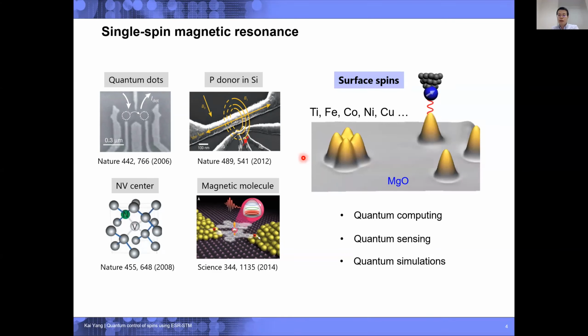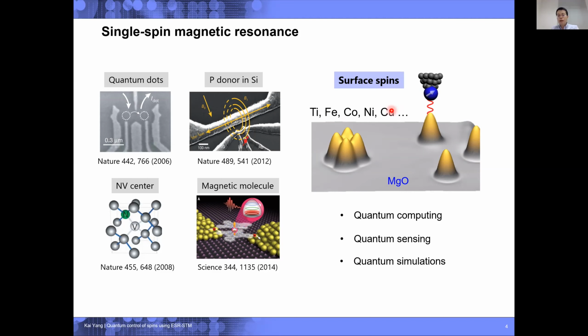And so today I would like to introduce our single spin qubit platform based on ESR STM. So this is magnetic atoms on a surface. The surface can be, for example, magnesium oxide. And this oxide layer can decouple the surface spin from the underlying metal electrode, so that we can have a longer spin lifetime. And we can also put many different types of atoms on the surface, such as transition metal atoms: titanium, iron, copper. And different atoms have different spin properties.